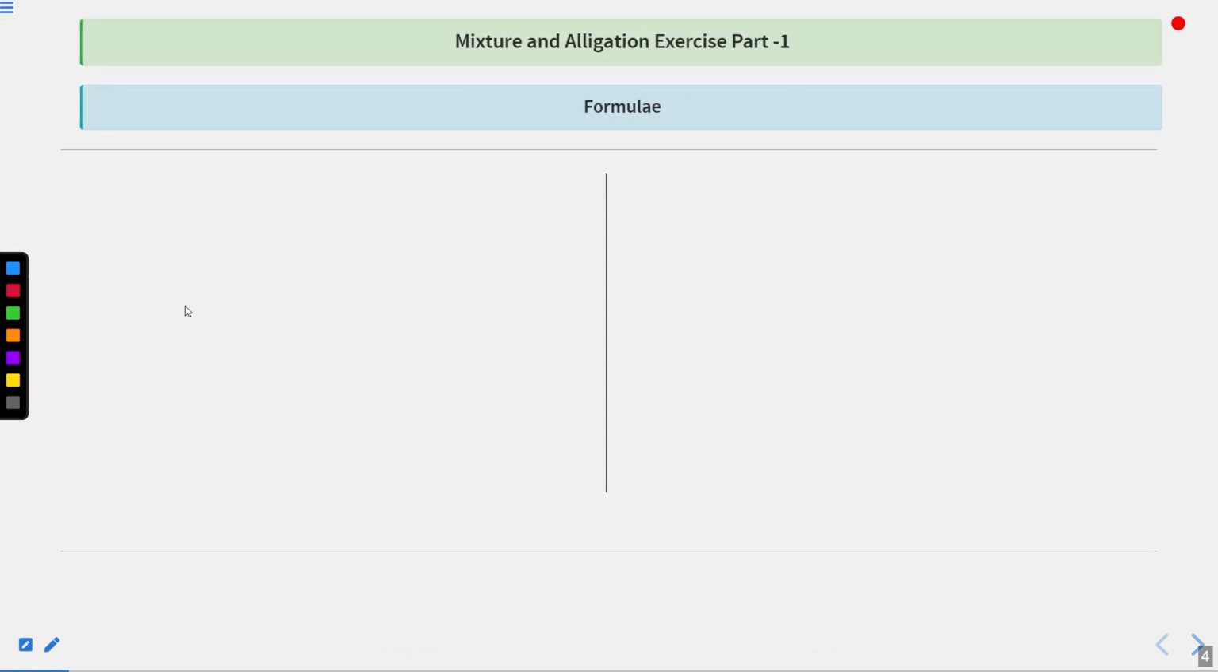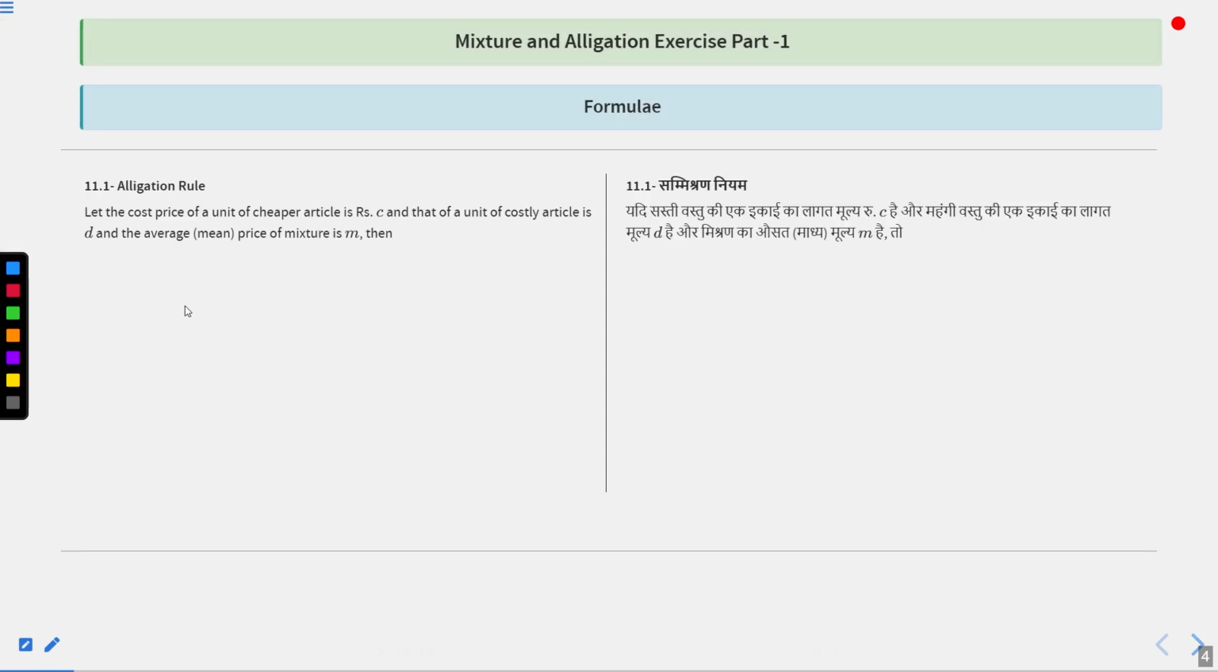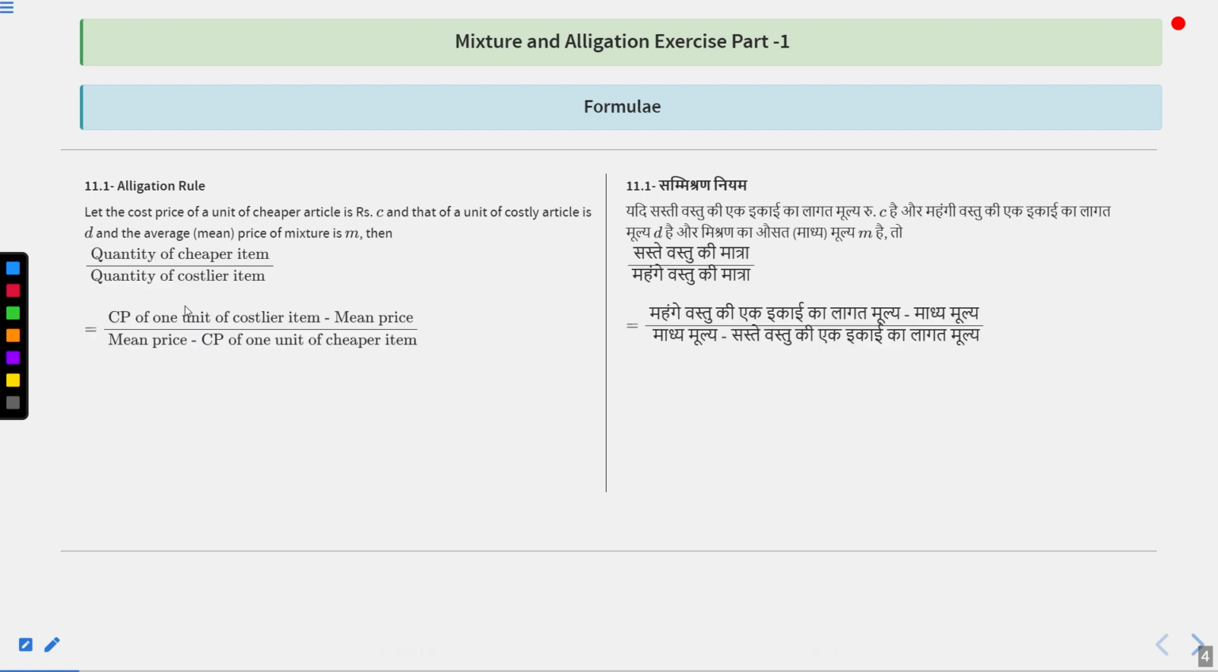Now see some formulas related to mixture and alligation. The first is the alligation rule. Let the cost price of a unit of a cheaper article be rupees C and that of a unit of a costly article be D, and the average, meaning the mean price of the mixture, be M. Then we can say that quantity of cheaper item upon quantity of costlier item is equal to the CP, cost price of one unit of the costlier item minus the mean price or average price, upon the mean price or average price minus the cost price of one unit of the cheaper item. Okay, so we can represent it in this format.